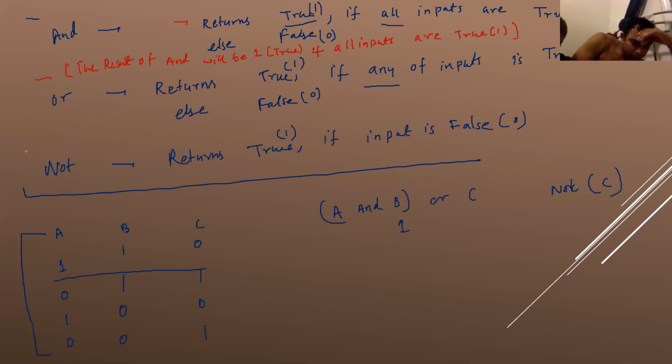A, B, C, the result. No, bro, don't do this. 0, 0, 0, 1, 1.